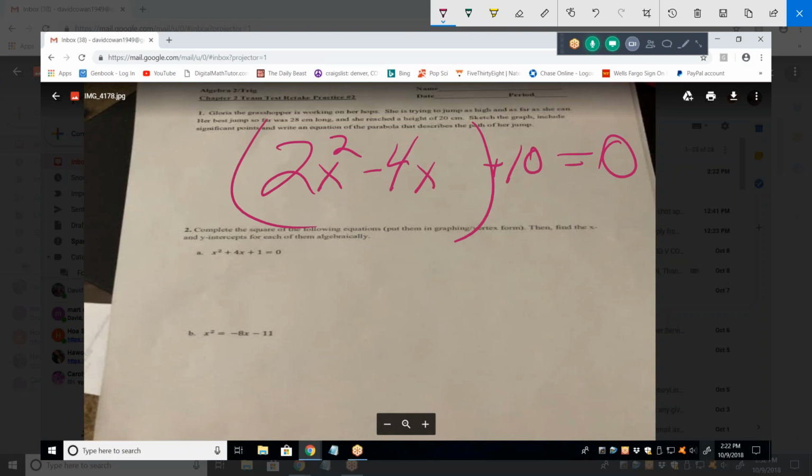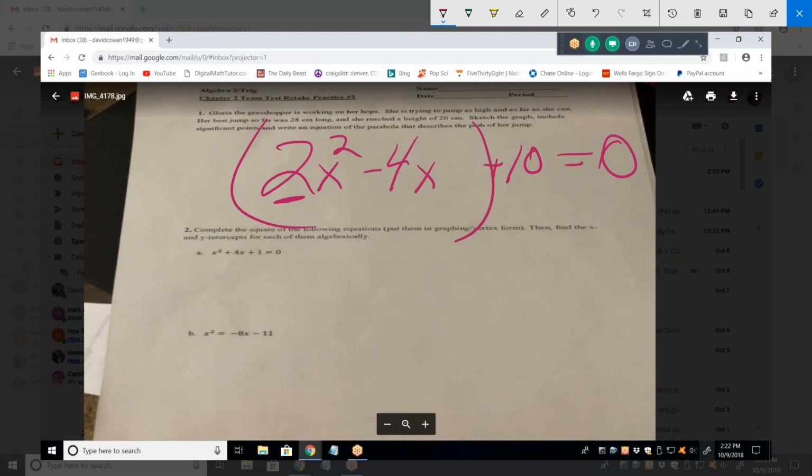Now, here's the thing I haven't told you: you cannot complete the square as long as this number is not 1. That number has to be 1. If it's 2, you can't do it. If it's 3, you can't do it. If it's 1.1, you can't do it. So in order to complete the square, you have to make that number 1.